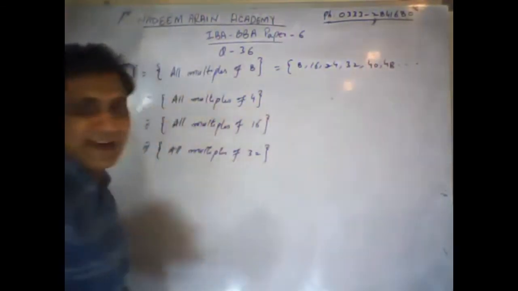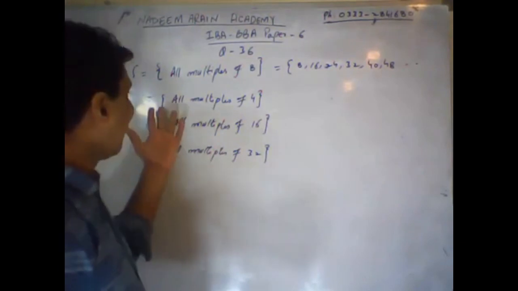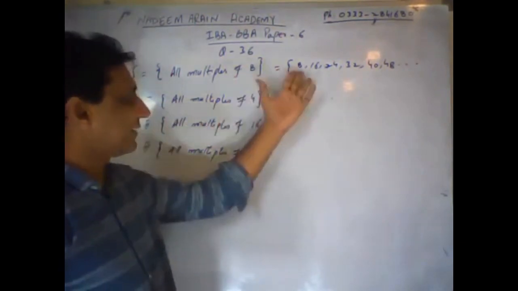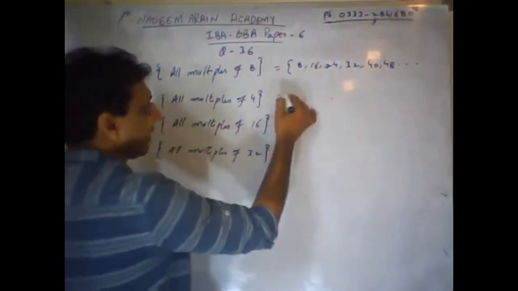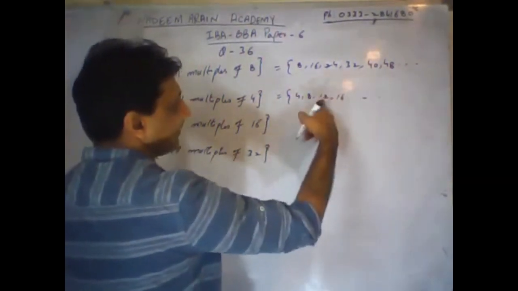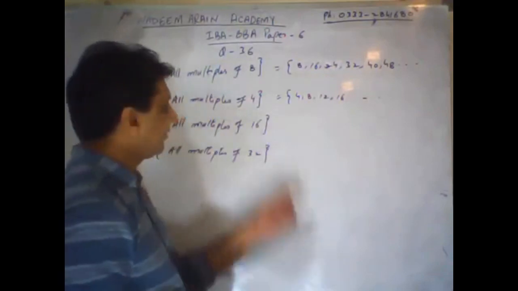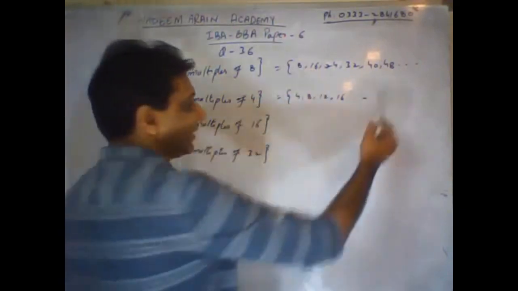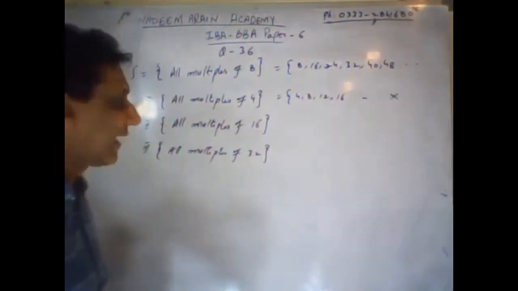So we have to see whether all of the multiples of 4 are there. So multiples of 4 are 4, 8, 12, 16, but 12 is not in here, okay? So this is not in S. So this option is not right, okay?